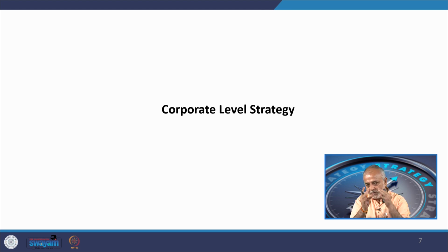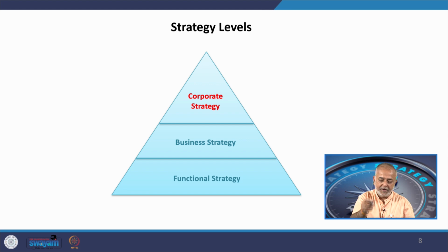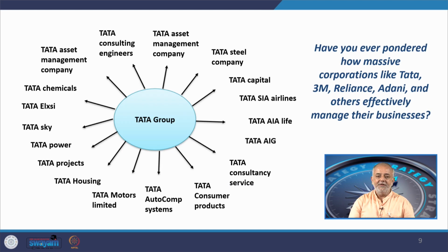Having focused upon goals and how to achieve those goals through business level strategic choices, we are now moving towards what kind of corporate level strategic decision making we have to do in terms of corporate level strategic choices. Here is the part of the pyramid we are focusing upon, corporate level strategy. Look at the organizations we have admired and been talking about with different references. There are other such organizations, for example, 3M, Reliance, Adani and others. How do they manage their business effectively? That is the point of concern.